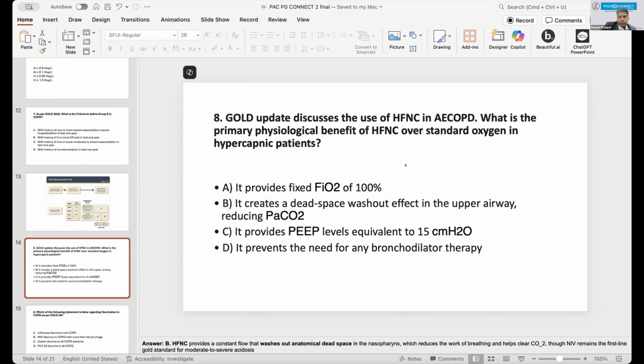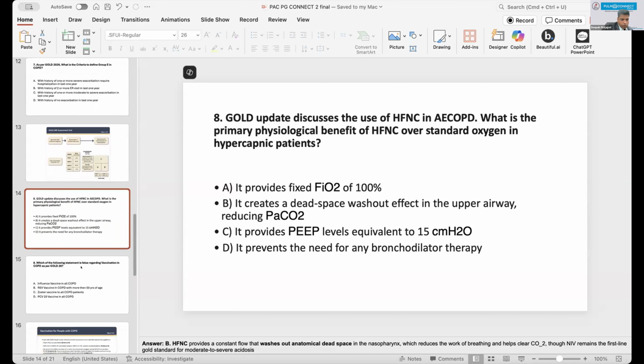The next question was, the GOLD update discusses the use of HFNC. What is the physiological benefit which HFNC gives over oxygen therapy? It basically creates a dead space washout effect in the upper airways, reducing the PCO2. However, it also provides PEEP, but the PEEP levels are not equivalent to 15 centimeters of water. It will reach up to 8 to 10, not beyond that.